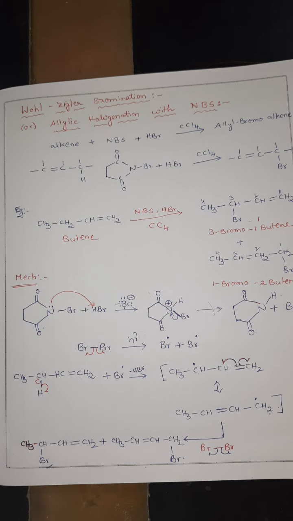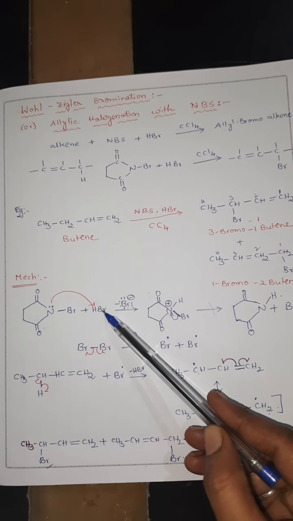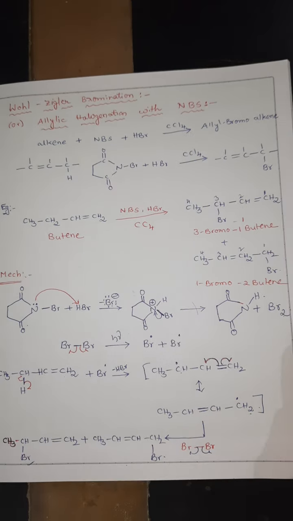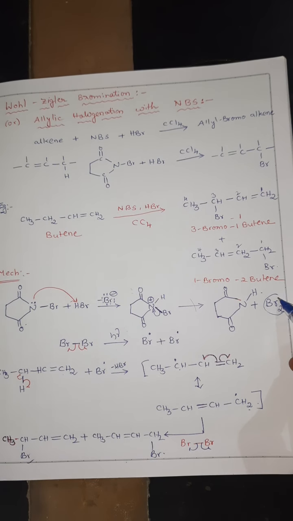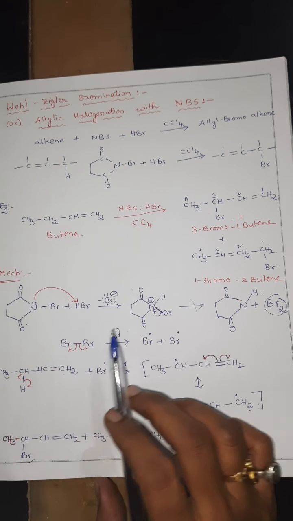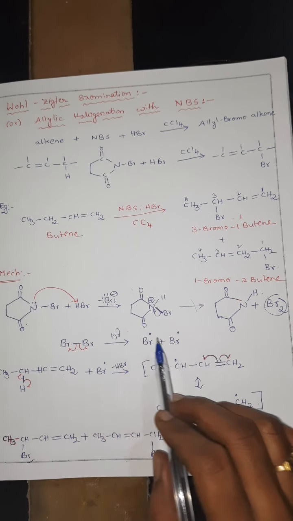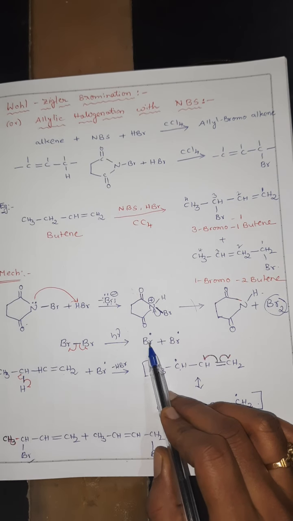So what happens in the mechanism? In the first step, N-bromosuccinimide reacts with hydrogen bromide to produce molecular bromine, and this molecular bromine undergoes homolytic cleavage in the presence of light to produce bromine free radicals. This is the second step.